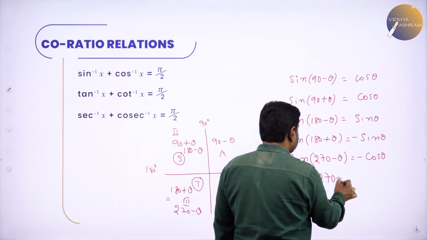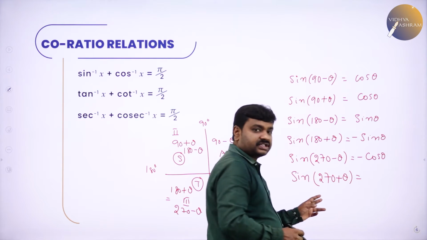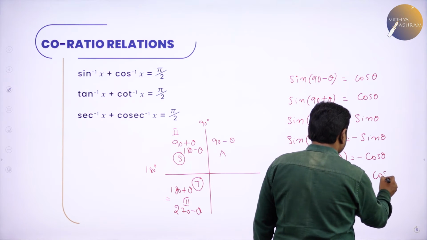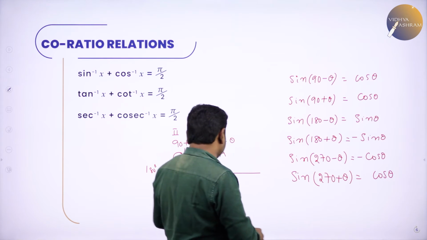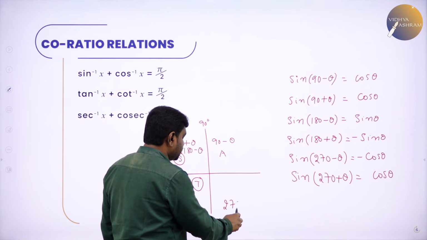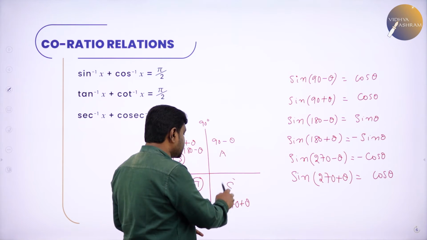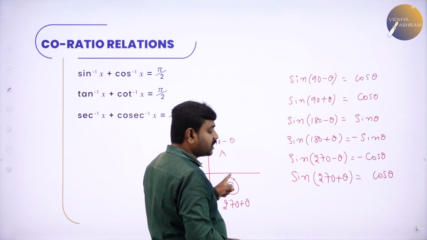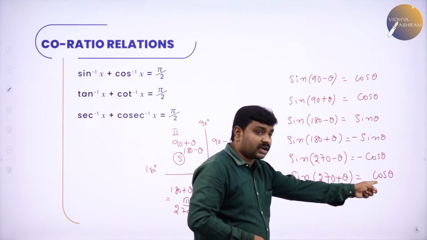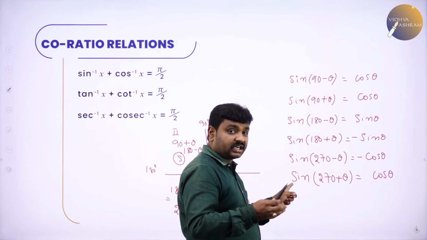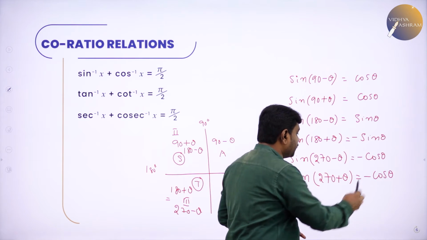Then sine of 270 plus theta. Again function changes. Sine changes to what? Cos theta. And 270 plus theta lies in fourth quadrant. Here what is the alphabet? C. C means cos or secant. Here we have cos, but you should see whether question is cos. Question is not cos or secant, so it does not match. So minus.